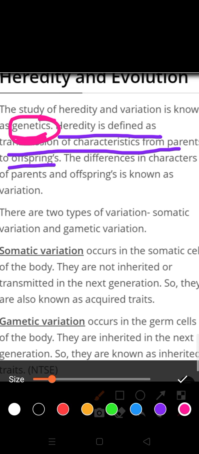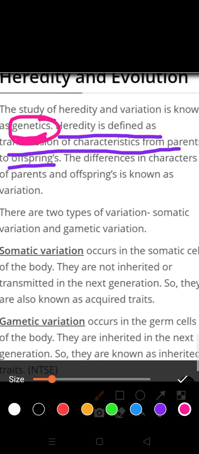To live in a changing environment, the species has to adopt some characteristics. So adaptation of these characteristics is also a part of evolution. Okay, so the variations can be of two types: somatic variation and gametic variation.